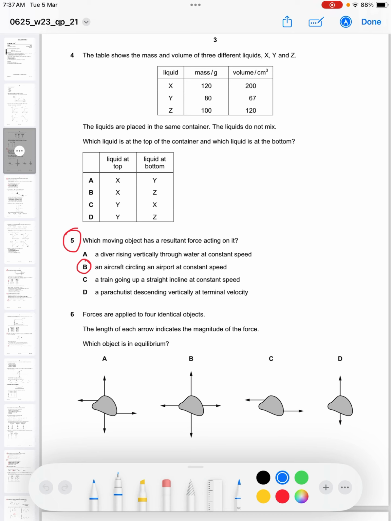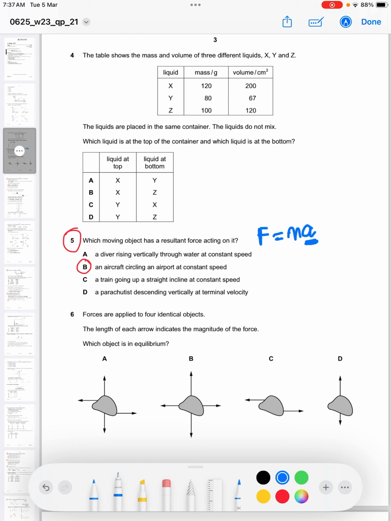So you must understand what a resultant force is and its implication. Resultant force is equal to mass times acceleration. So if we have a resultant force, there must also be an acceleration. And if there's an acceleration, then the speed or velocity is not constant. So we only have to look for the situations where an object does not have a constant speed or velocity. I have circled the correct answer, so I will show why the wrong answers are wrong.